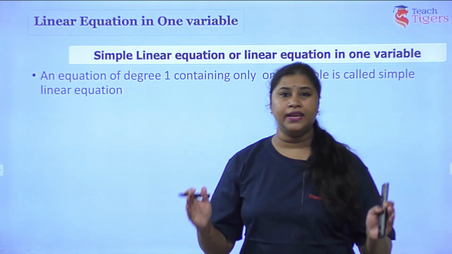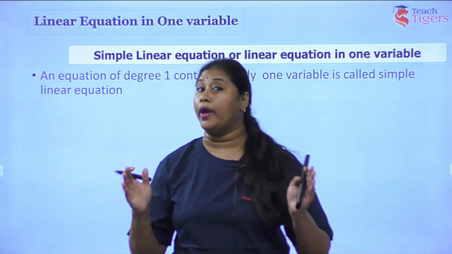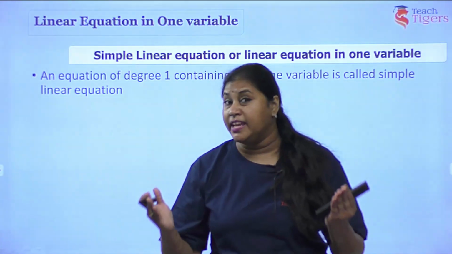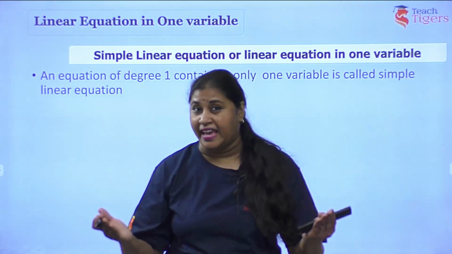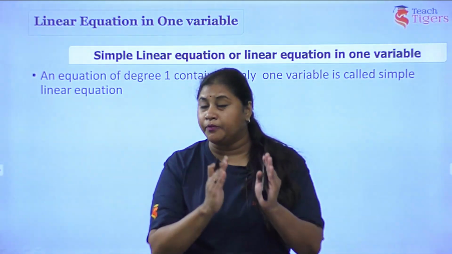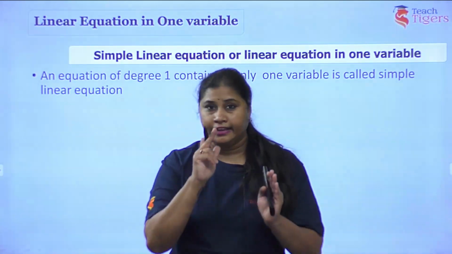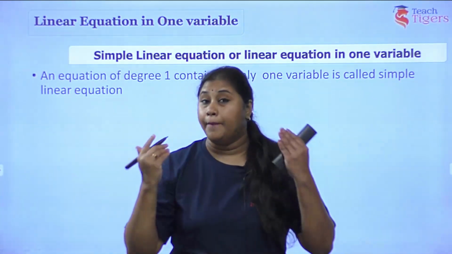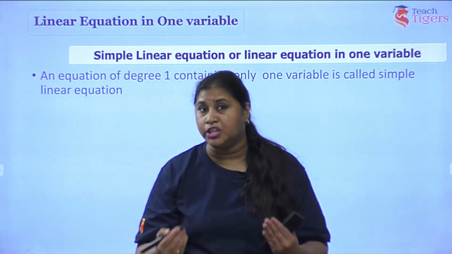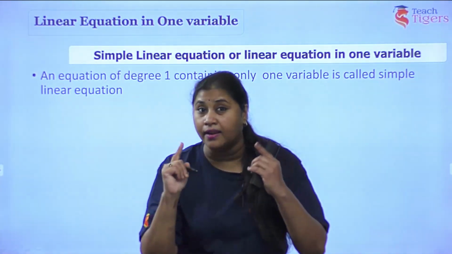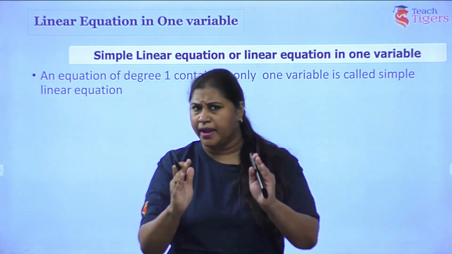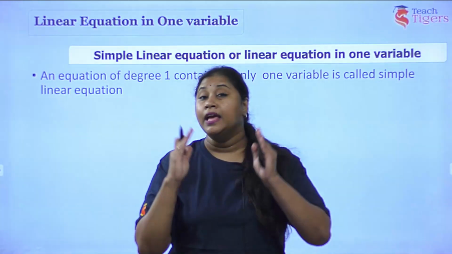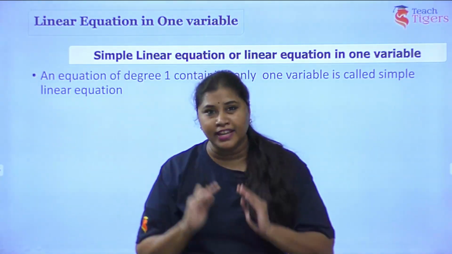Then, what is simple linear equation or equation in one variable? What is the difference between the linear equation and simple linear equation? Could anybody guess? Yes. The main difference between both of them is degree is 1 in both, but there we can take any number of variables. Whereas in simple linear equations or linear equations in one variable, you should take only one variable. That is the main difference between linear equations in one variable and normal linear equations.